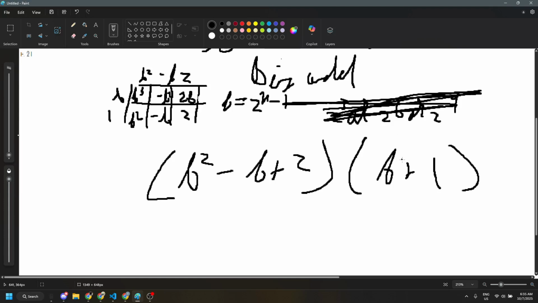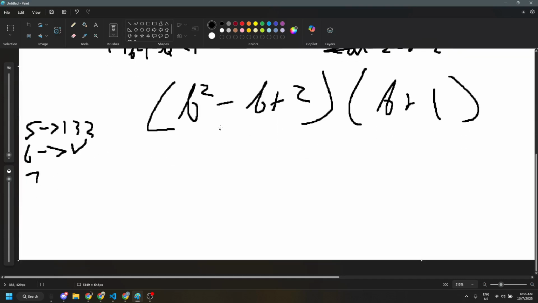We get 6 here, when it's 5. Then we get 22. 22 times 6 is 132, which is not divisible by 8. 5 gives us 132. 6 gives us 32 times 7, which of course is divisible by 8. 7 gives us 49, so it would be 44 times 8, which is divisible by 8.